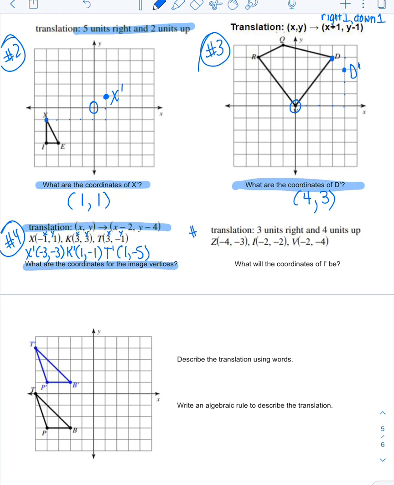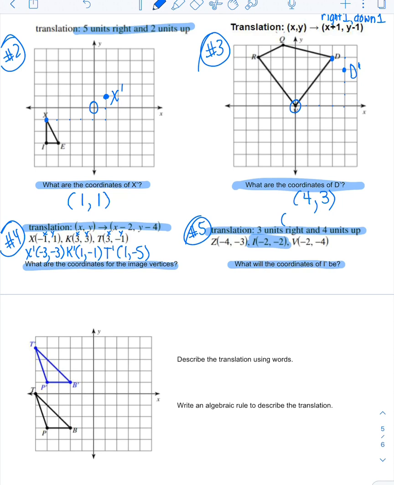Now let's look at number 5. In number 5, let's see everything they give us. Well, they tell us we're going to perform a translation, 3 units to the right, 4 units up, but they only ask for the coordinates of I prime. It says, what will the coordinates of I prime be? So I don't care about any of those others except for I prime. Well, they give me words. So when I have words, I need my rule.